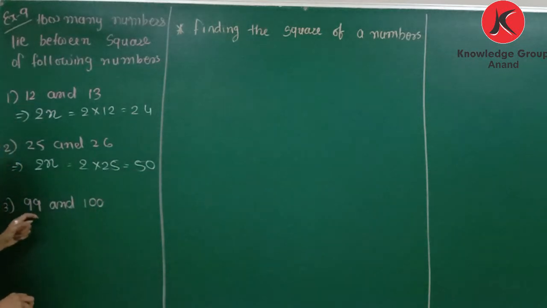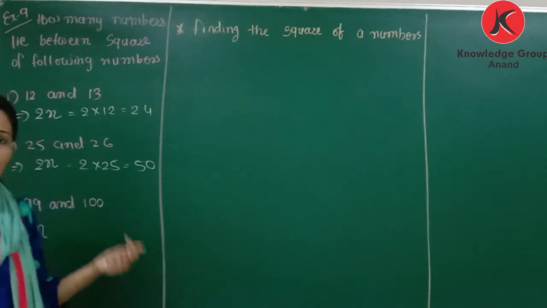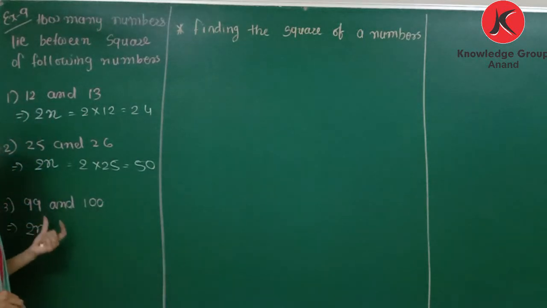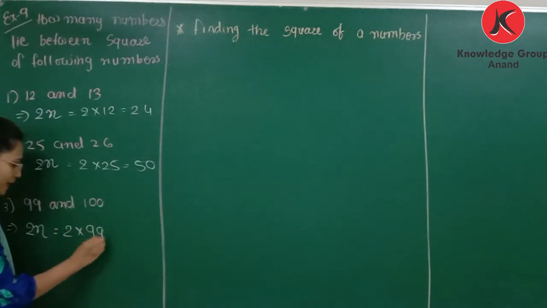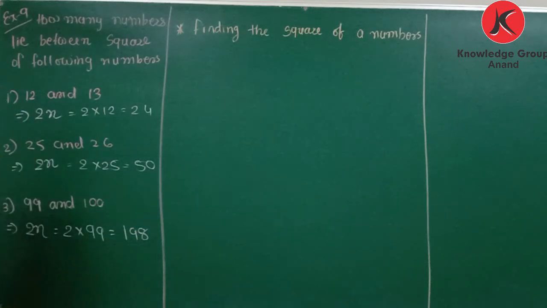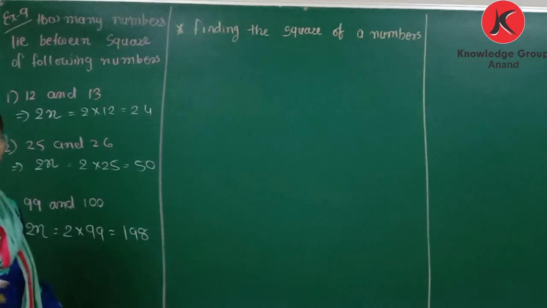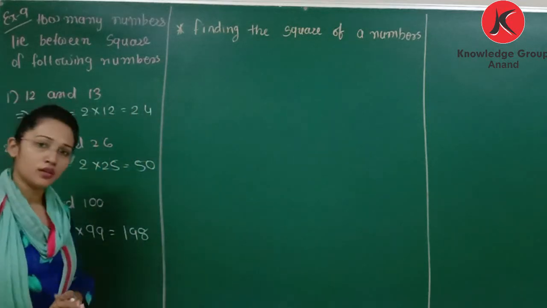Next example, 99 and 100. So again, if you take 99 square and 100 square, how many numbers lie between 99 square and 100 square? It is 2n. 2 multiply 99, 198. How many numbers lie? 198. So here you need to remember all the rules that we learned, and using that you can solve the examples.